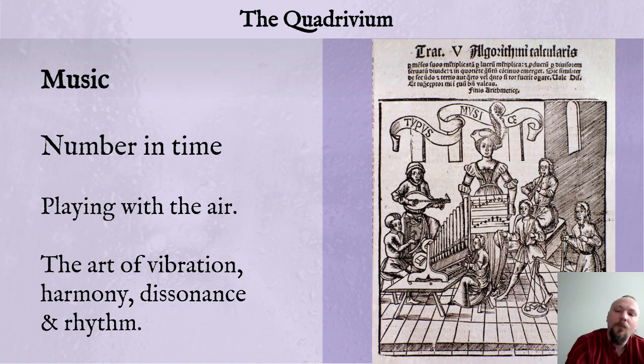Okay. So the next subject of the quadrivium is music, and this is number in time. So geometry is number in space, and music is number in time. Basically, we are playing with the air. It's the art of vibration, which comes with the territory of things like harmony and dissonance and rhythm and resonance and reverberation. So it's the art of vibration.